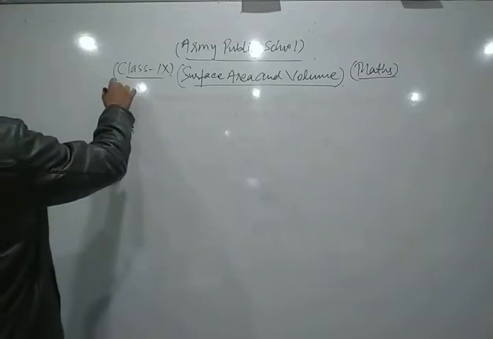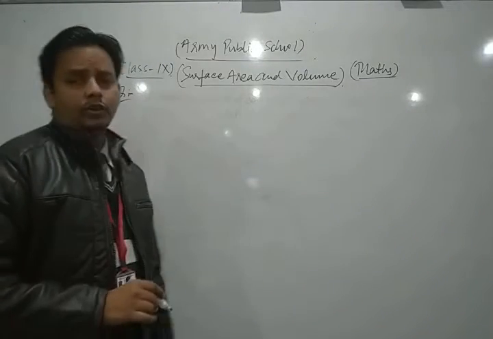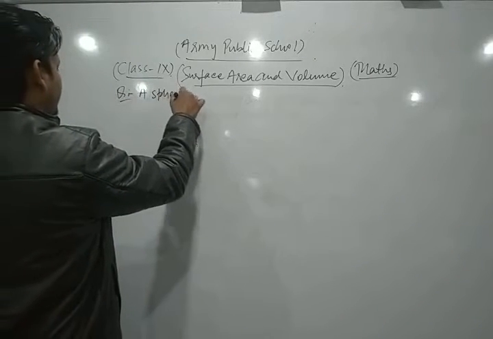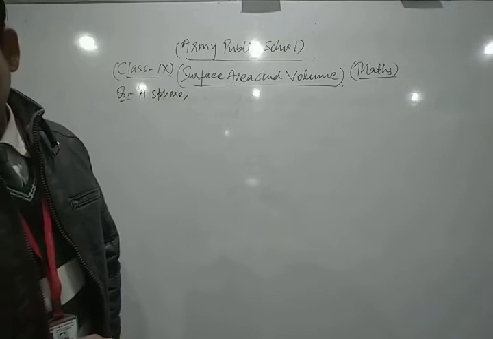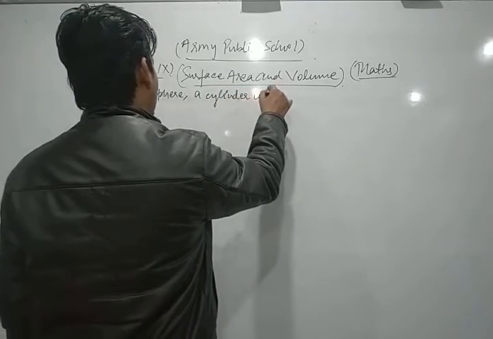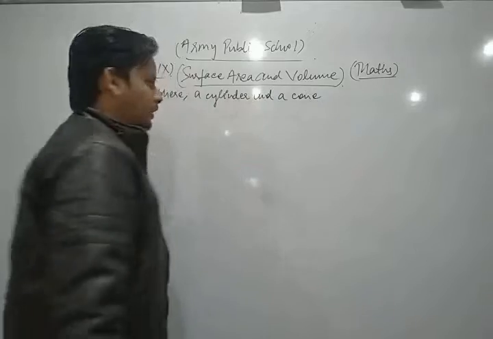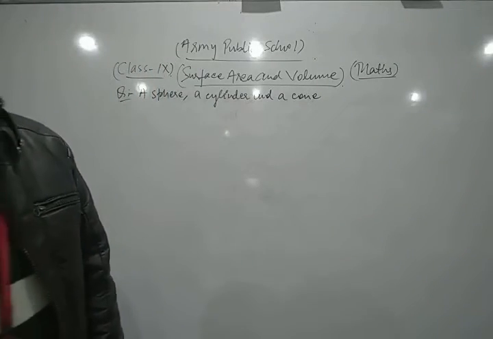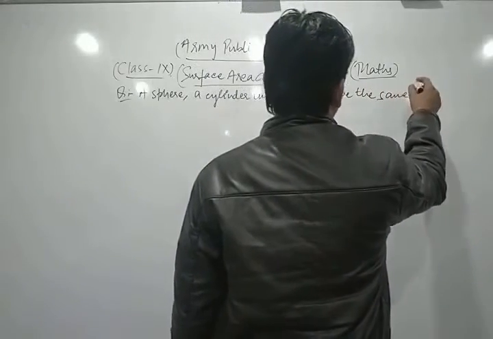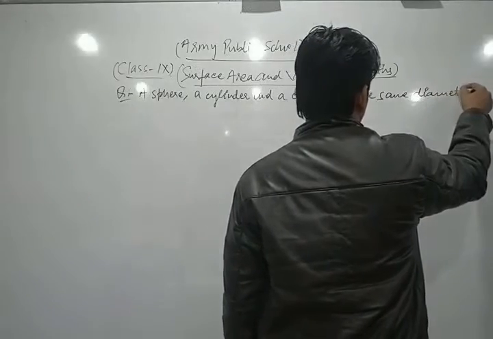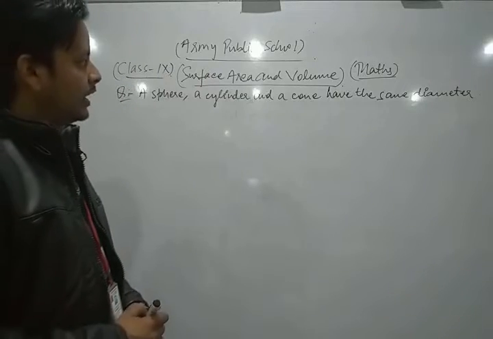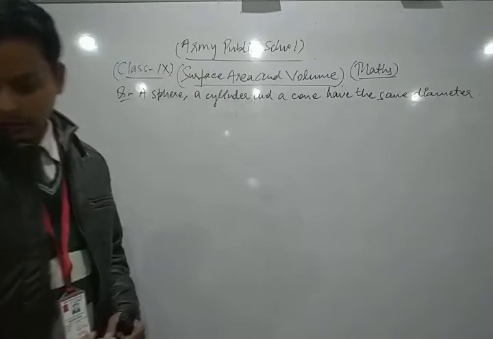We take a very important question based on surface areas and volumes, and your question is: a sphere, a cylinder and a cone have the same diameter. Okay, a sphere, a cylinder and a cone have the same diameter.